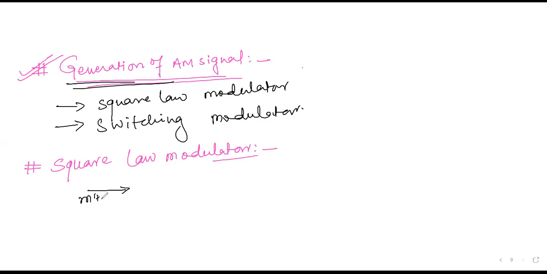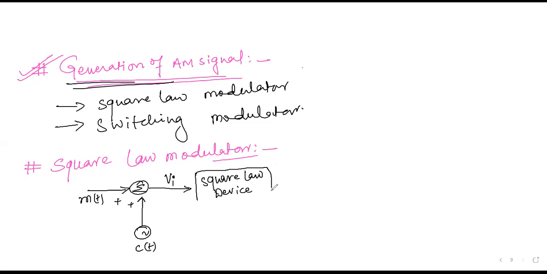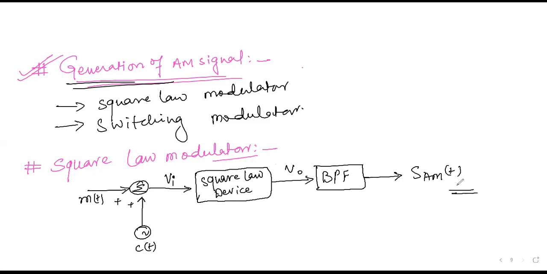Let this be m of t, the message signal, and this is added with your carrier signal c of t. And this is your square law device. The output passes through the band pass filter and you will get the AM signal. So this is the basic block diagram of a square law modulator.